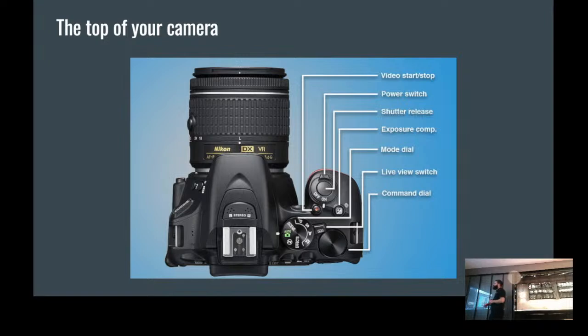The mode dial, which typically will be on the right hand side, is going to have all of these different shapes, symbols, and letters on there. I consider that to be the gear shifter on your car. If you want to go reverse, or you want to go into second gear or first gear, or you just want to go into neutral, that is the same thing as using the mode dial.